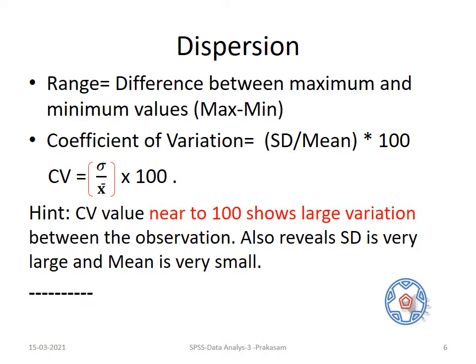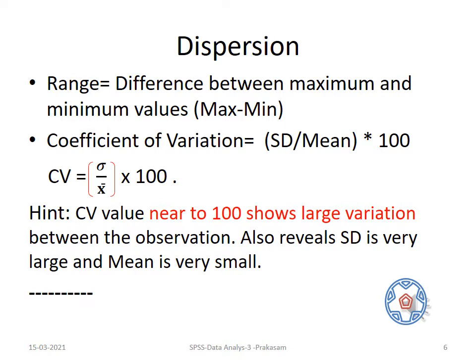When the observations are very close to each other, the range will be very small, and we can understand that the observations are clustered around the mean value. Similarly, another measure of the variation of the standard deviation and mean is the coefficient of variation. Coefficient of variation is equal to standard deviation divided by the mean multiplied by 100. This will give you how far the mean and standard deviation are related to each other. The ratio of that gives the relation between them.